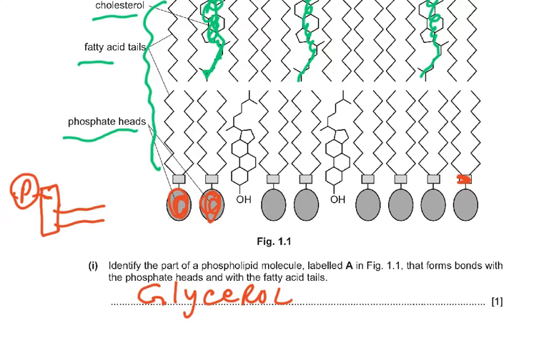I'm sure everybody would have come up with interesting answers to this. But it was glycerol. If you had looked at it carefully and realized what it was, I'm sure you could have fixed it. The two fatty acid tails were attached to this thing. And so what was this thing to which the fatty acid tails were attached?